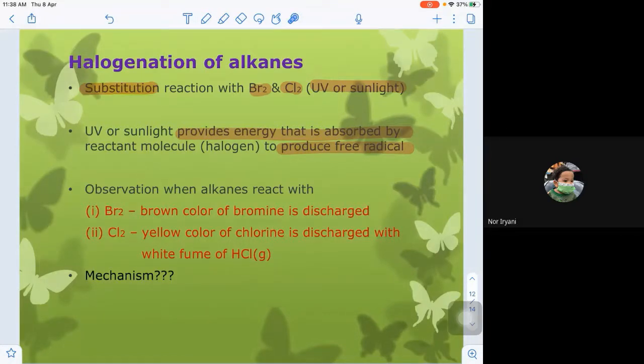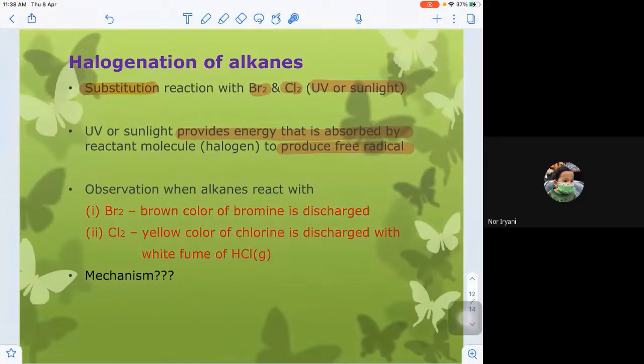when it is a chemical test, it means that there will be an observation that we can see. So if the reaction is positive and we are using bromine as our halogen, the observation will be that the brown color of bromine is discharged, because bromine is brown in color. If it is true that X just now is an alkane, we react X with the bromine, and then suddenly the brown color of bromine is discharged, then it will confirm that X is an alkane.